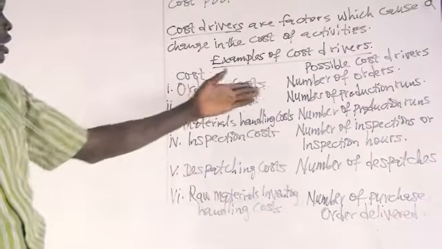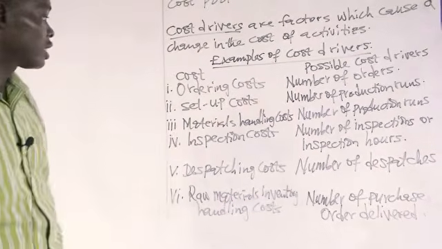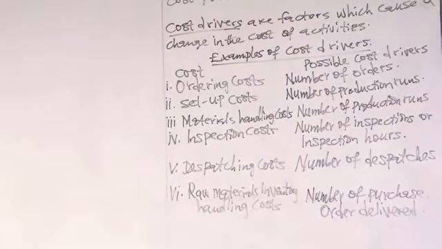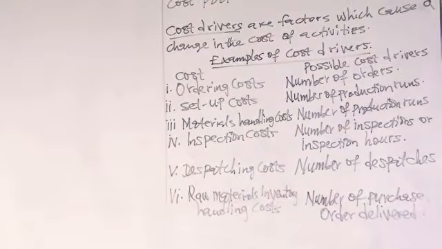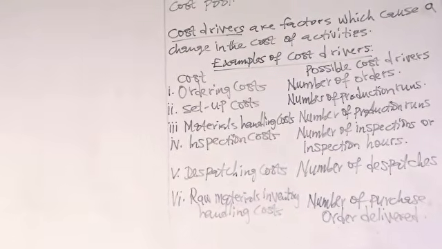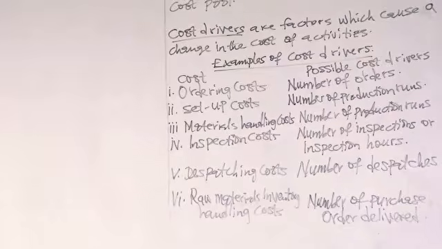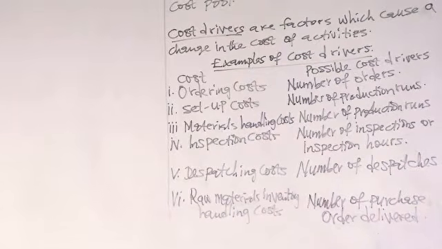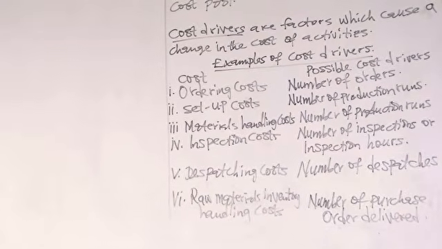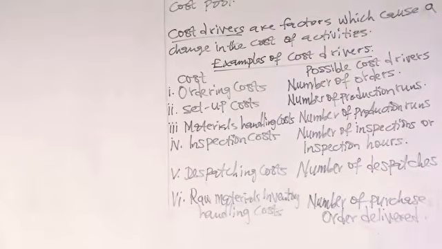I repeat: ordering cost, number of orders. Setup cost, number of production runs. Material handling cost, number of production runs. Inspection cost, number of inspections or inspection hours. Dispatch cost, number of dispatches. Raw materials inventory handling cost, number of purchase orders. These are the costs and their possible cost drivers.